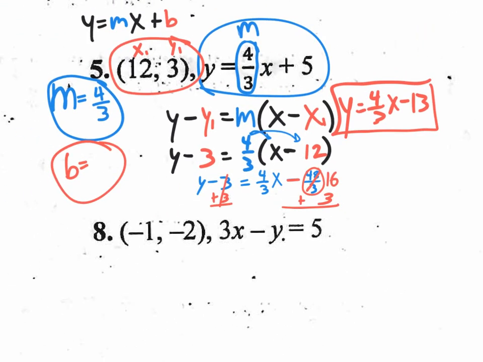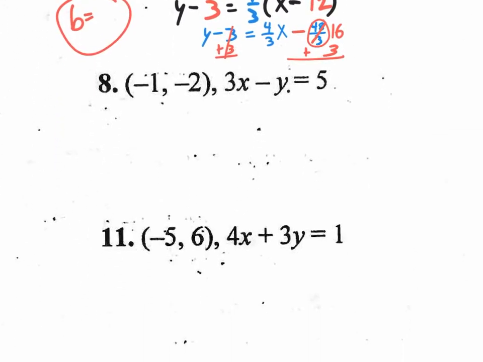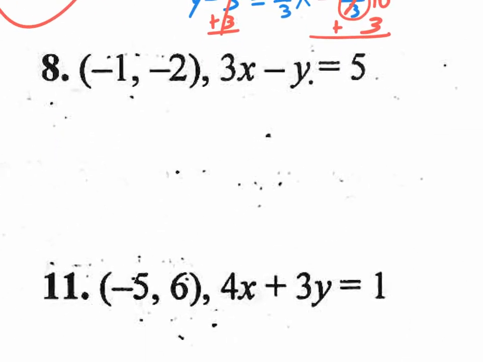it does get more fun. What do I mean by more fun? If we take a look at something like number 8, they give you a point and they tell you that your line is parallel to this line right here. Okay? So what does parallel mean? It means that it has the same slope.